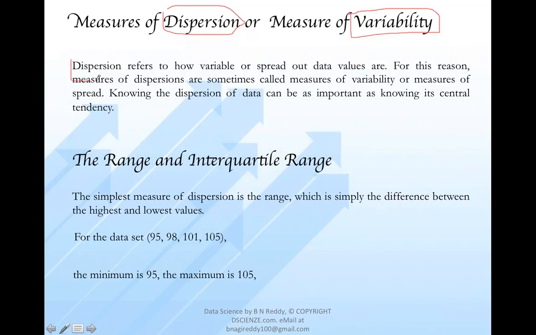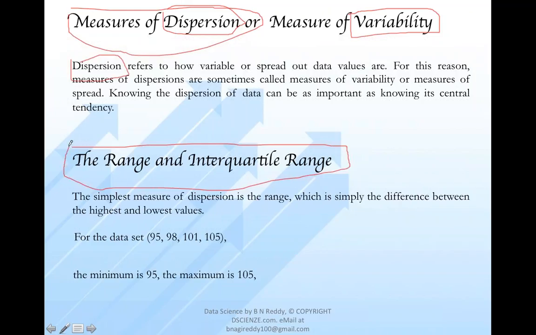So here we got the dispersion. It refers to how variable or spread out data values are. For this reason, measures of dispersion are sometimes called measures of variability or measures of spread. Knowing the dispersion of data can be as important as knowing its central tendency. It holds the same importance that we give to the measure of central tendency. Now, starting with this, let us first see calculating the range and interquartile range.